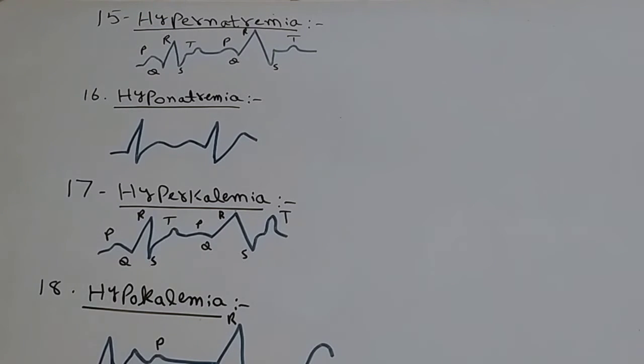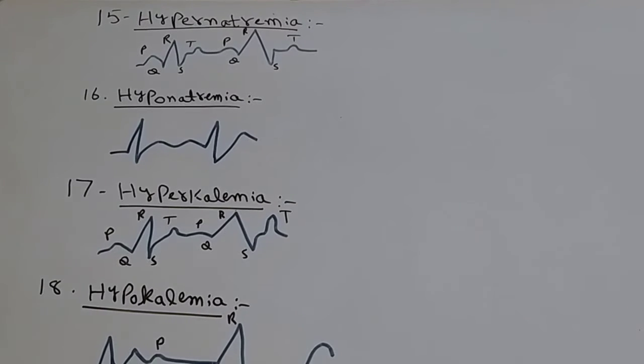Now talking about hyponatremia. In this case, sodium ions are very much less in the extracellular fluid. So there is a small concentration gradient, less sodium ions would flow from the ECF into the cell, and the ECG would be low voltage.